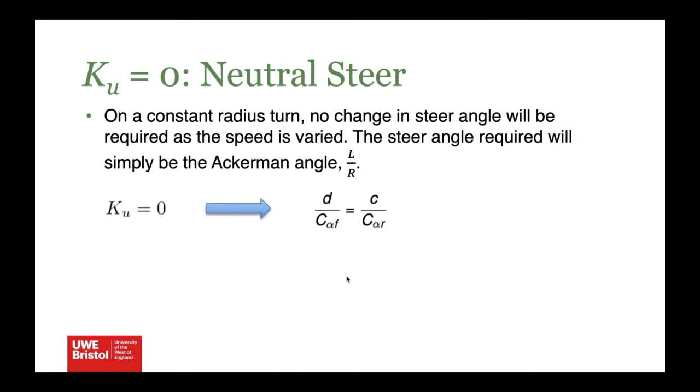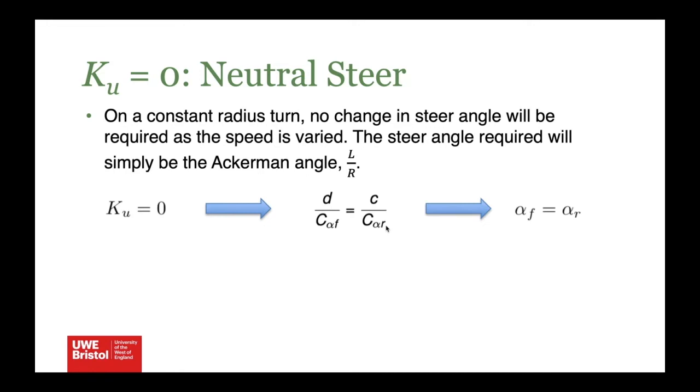So with Ku 0, your front slip angle and your rear slip angle are equivalent to each other. You're still generating slip angles. It just happens that the front and rear distribution is such that they're equal to each other, and your front and rear slip angles are going to be the same.